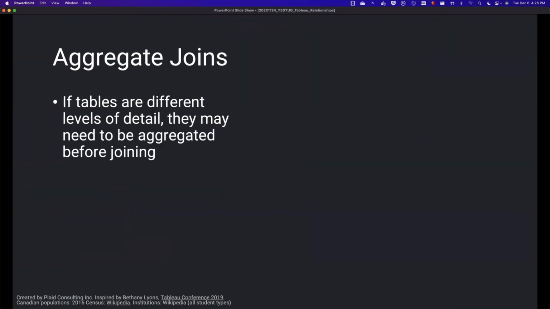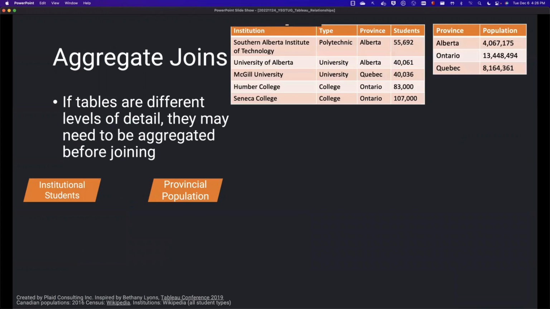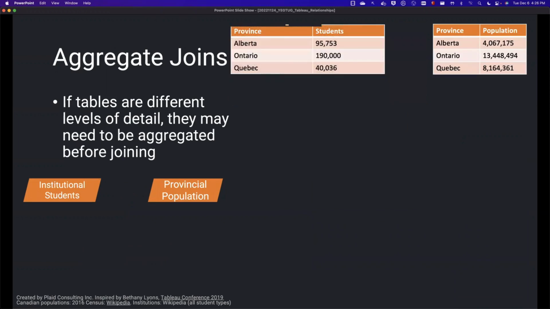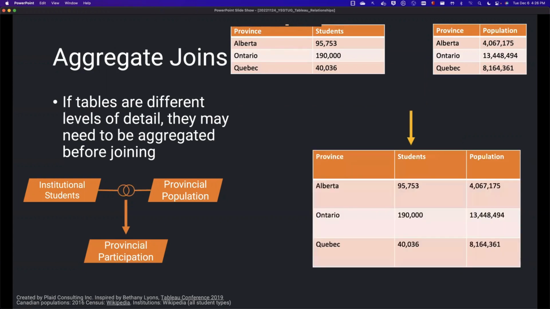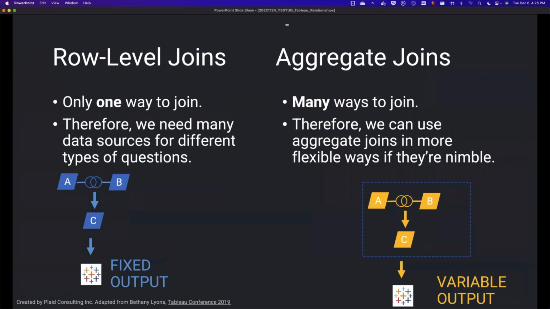We can get around this to a certain extent by using aggregate joins. So if we aggregate our table on the left so that it's at the same level of aggregation as our table on the right, then when we go and do our join, all our numbers are correct, but we've lost the nuance of these individual institutions on the left. The advantage of aggregate joins is there's many different ways that we can put them together depending on the contract that we suggest to the table in terms of how those are related. And this forms what I believe to be some of the background of where Tableau relationships come into play.